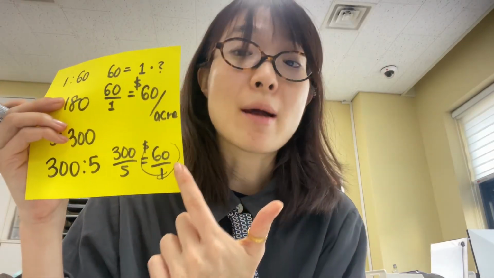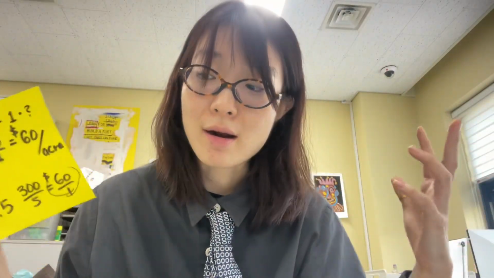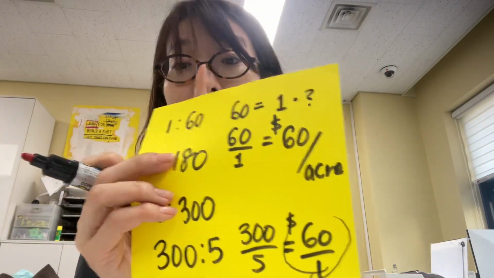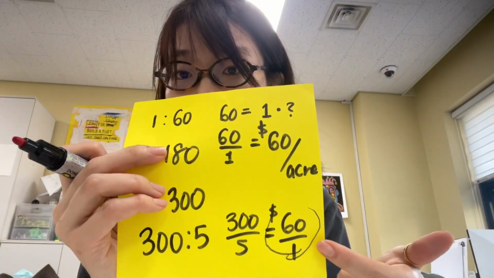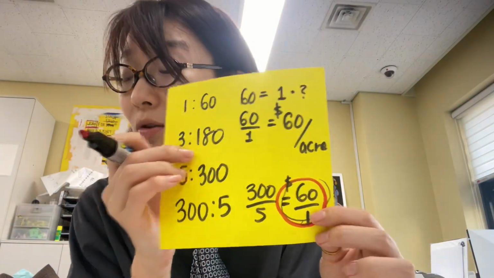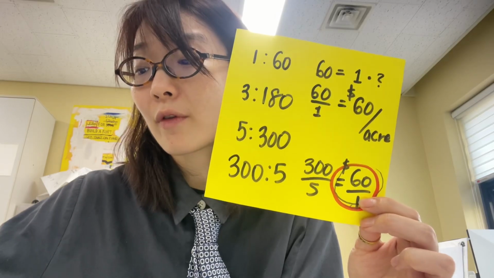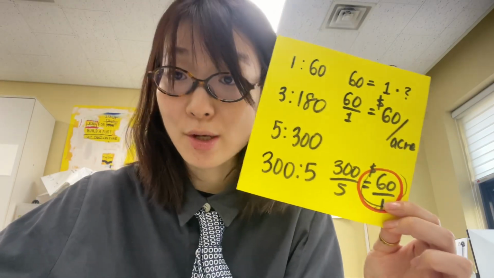So now, when they want us to interpret it for the situation, what they want us to do is just literally put this number in the context of the scenario that's been given to us. And this simply means that, hey, 1 acre costs $60, right? So now we can use this value to find out how much it's going to cost us to buy 14 acres of land.